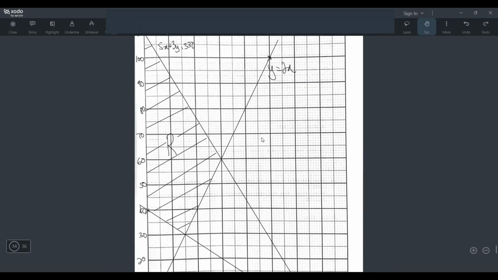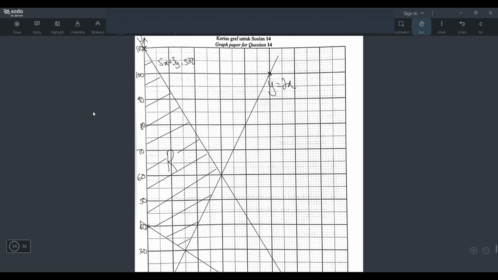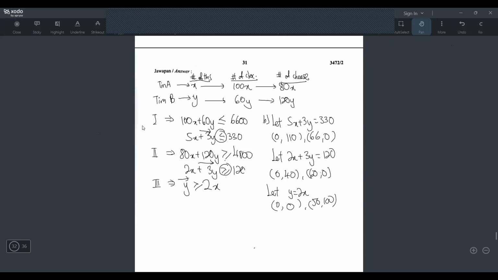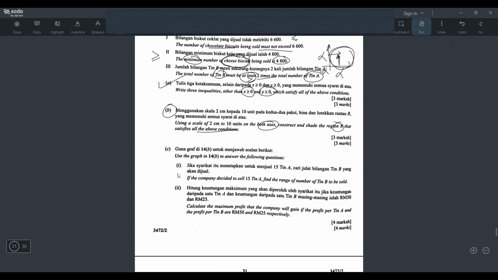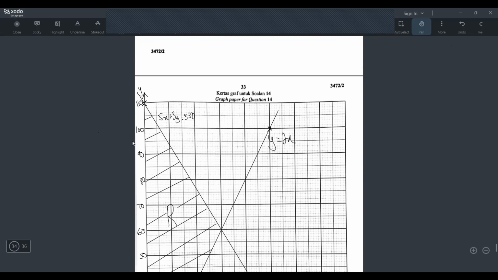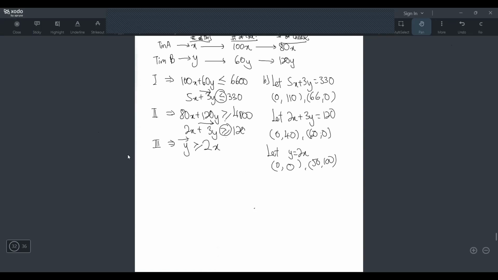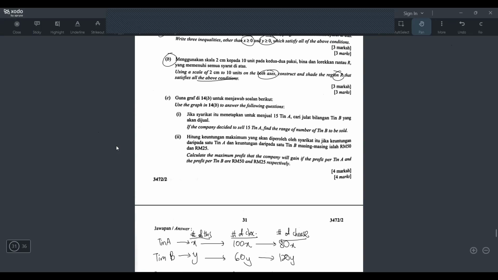And make sure when you shade, don't shade until the left side of the y-axis. It's not possible to have negative one. So don't do that. They already say there are two more hidden inequalities: x bigger than 0, y bigger than 0. It means you cannot shade on the left side of the y-axis. Everything is positive. So that's it. This is the B answer, 3 marks.